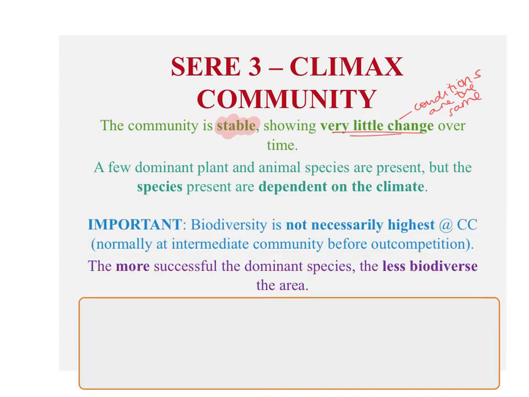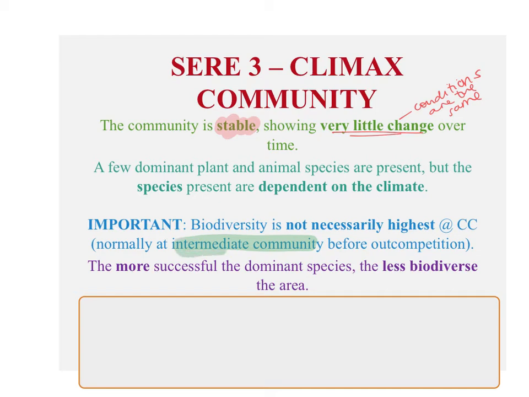And it's really, really important to remember that just because we're at a climax community, and climax implies that it's like the highest or the peak, we don't necessarily have the greatest amount of biodiversity. So over time, the biodiversity is likely to peak at the intermediate community where lots of animals and plants are like, what's this new area? But over time, we're going to get more competition, we're going to get more dominant species. And that's really key to know, that the more successful the dominant species, the less biodiverse the area is.